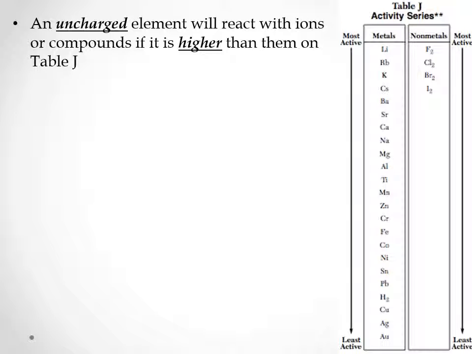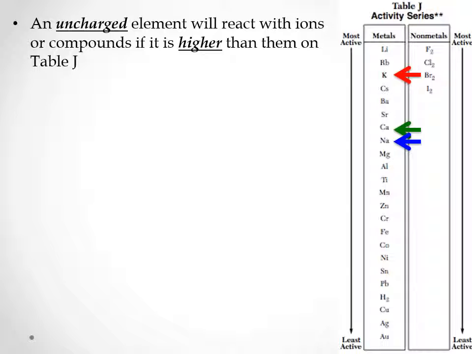In the past, we've seen how a single replacement reaction will happen if the element by itself is listed higher on table J than the element in the compound that it's replacing. Same thing here, we'll look at it a little bit in terms of redox reactions. So in this case, an uncharged element will react with charged ions if it's listed higher on table J than the element in the compound that it's replacing.